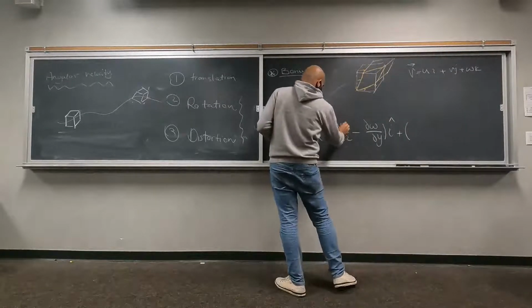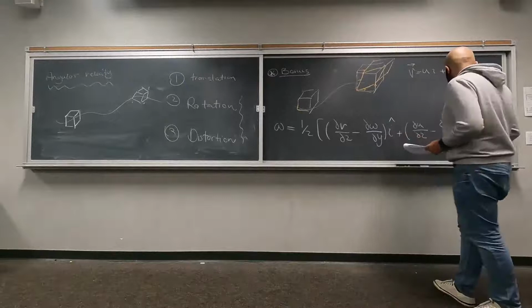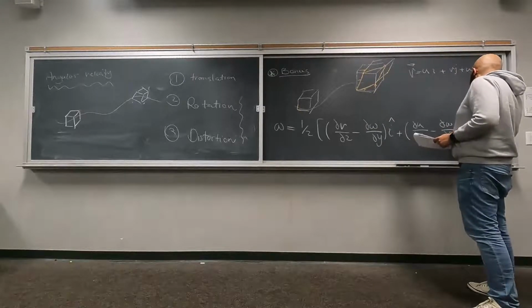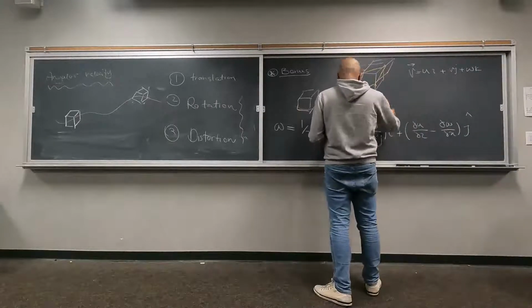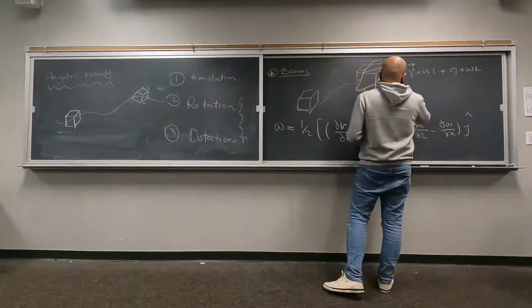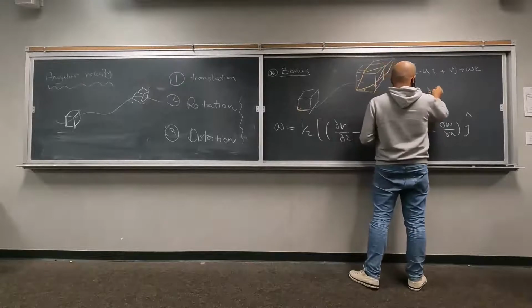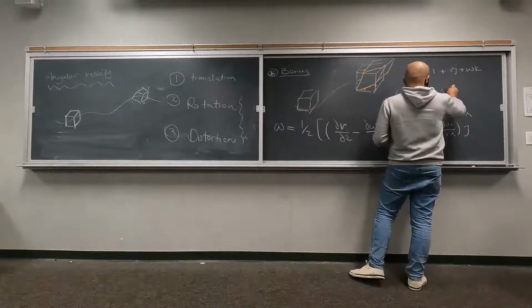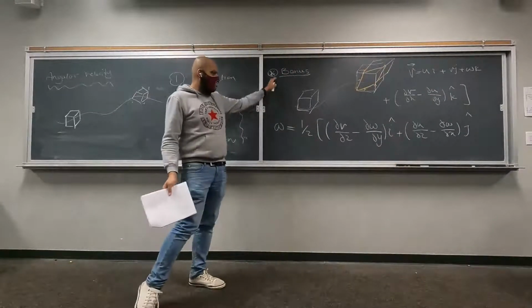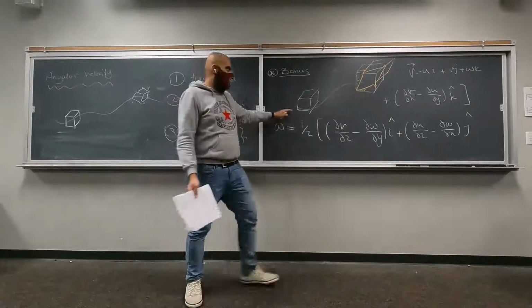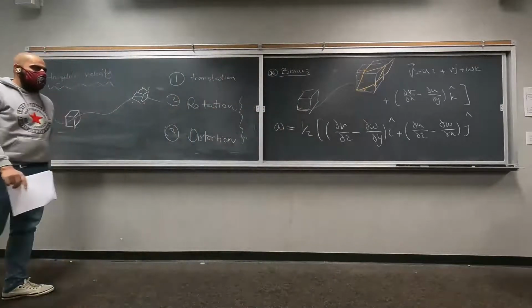partial u partial z minus partial w partial x, j, plus partial v partial x minus partial u partial y, k. So the bonus point is going to ask you to derive this. Let's start from here, the changes in these angles, and then get to the final derivation of the angular velocity.